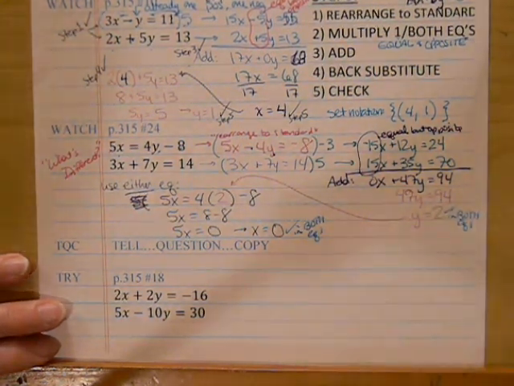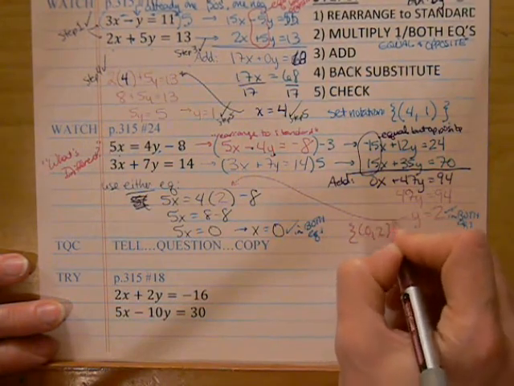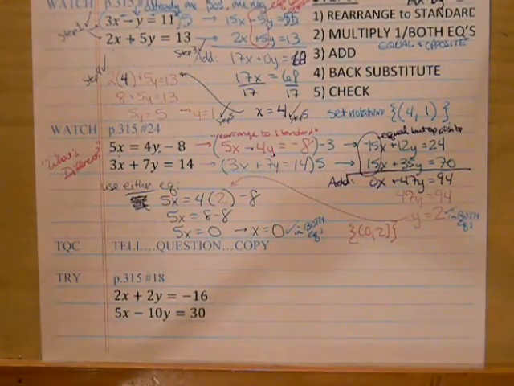And then we can write our answer in set notation. So it's the point 0, comma 2 in the French. They're not really French braces.